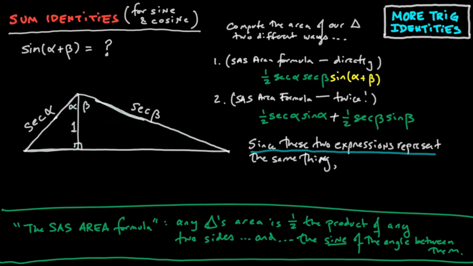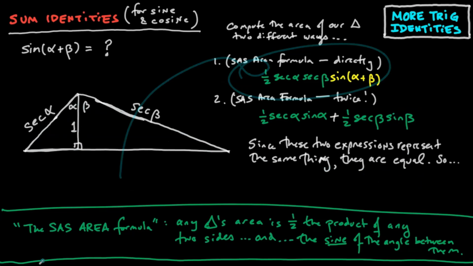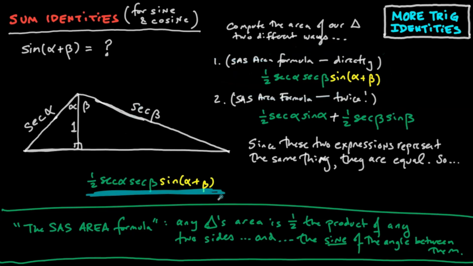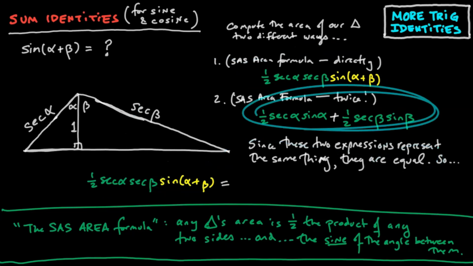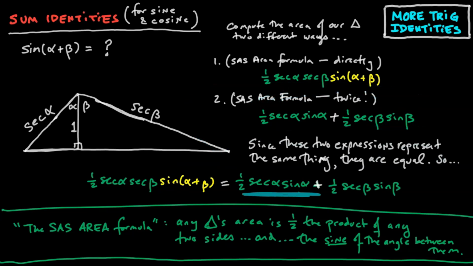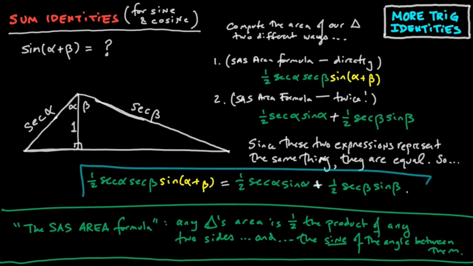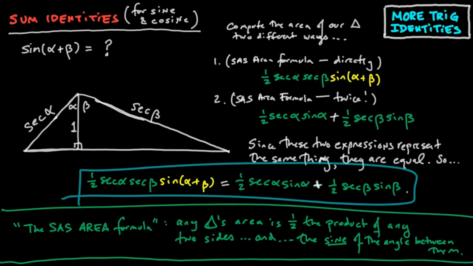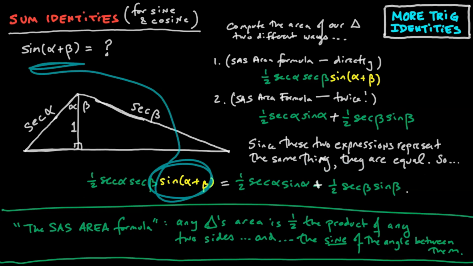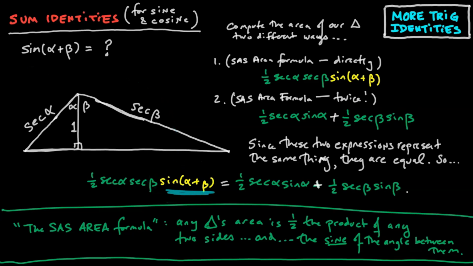And since these two expressions represent the same thing, they are equal. So what do we know? This expression, half secant alpha secant beta sine of the quantity alpha plus beta, is equal to this other expression, half secant alpha sine alpha plus half secant beta sine beta. This is great because now we have an equation, not just an expression, but an actual equation involving the thing that we want. So that means we should just be able to solve for it.